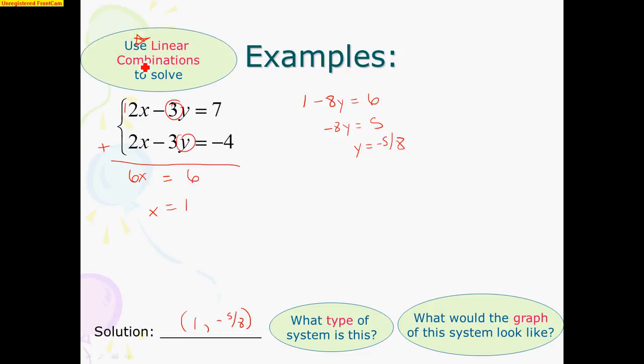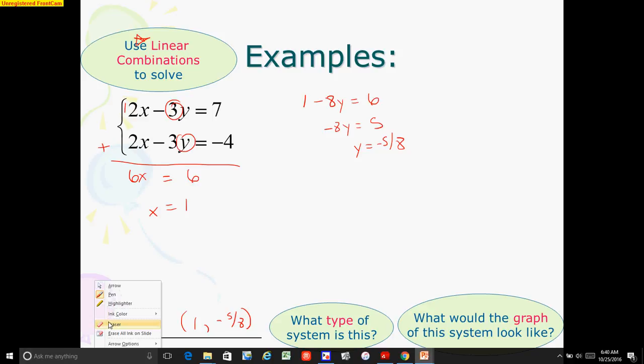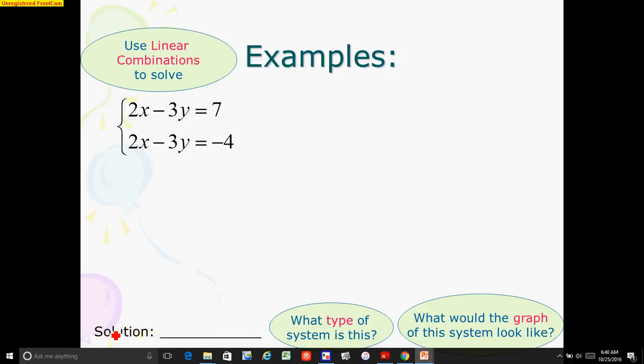So let's do this one. Use linear combinations to solve a different system. So now again, I don't have a choice. They're telling me to use linear combinations. I'm going to add down. Remember, I have a 2 by 2 system. 2x and 2x is 4x. Negative 3y and negative 3y is negative 6y. 7 and negative 4 is 3.